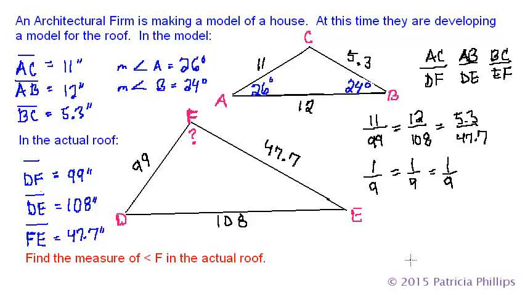So basically, what does that tell us? It tells us that these are similar triangles. The sides are all in proportion. So basically, we know two things. We know that these triangles are similar, and because they're similar, all of the corresponding angles are congruent. And how is that important for answering the question? Find the measure of angle F. Well, because angle F isn't labeled, none of the angles in the actual roof, that bigger triangle, are labeled.